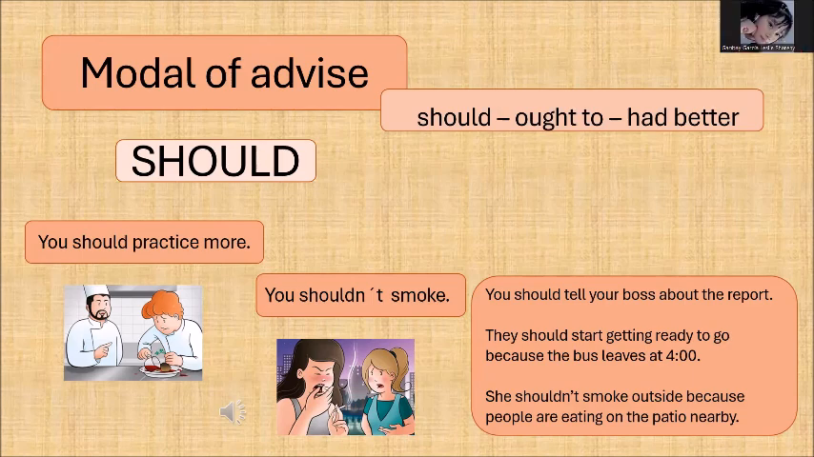Let's see another example. You should tell your boss about the report. They should start getting ready to go because the bus leaves at 4. She shouldn't smoke outside because people are eating on the patio nearby.